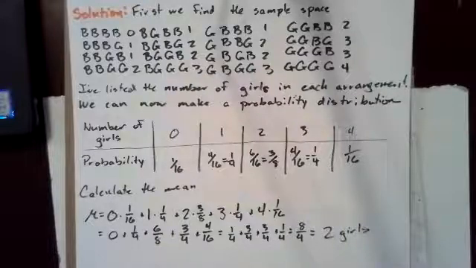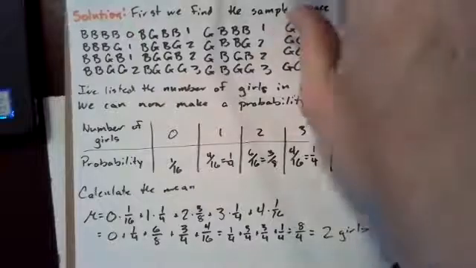There's a 50-50 chance of having a boy or a girl, approximately. And so if we're having 4 kids, we would expect about half of them to be boys and about half of them to be girls.